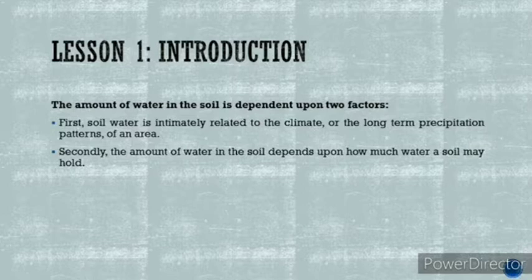The amount of water in the soil is dependent upon two factors. First, soil water is intimately related to the climate, or the long term precipitation patterns of an area. Secondly, the amount of water in the soil depends upon how much water a soil may hold.